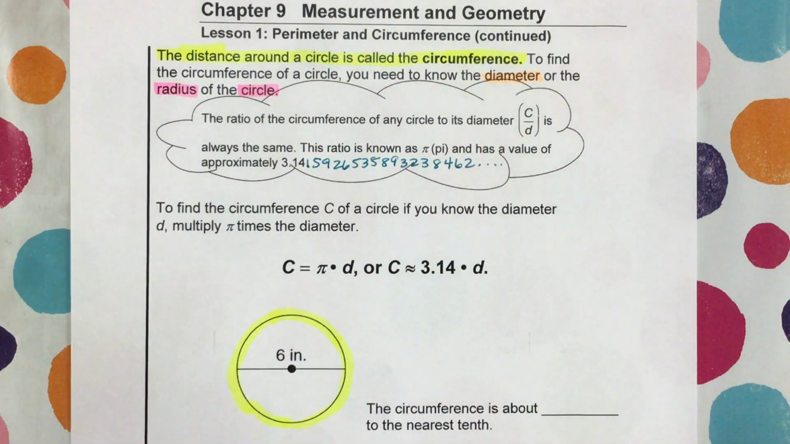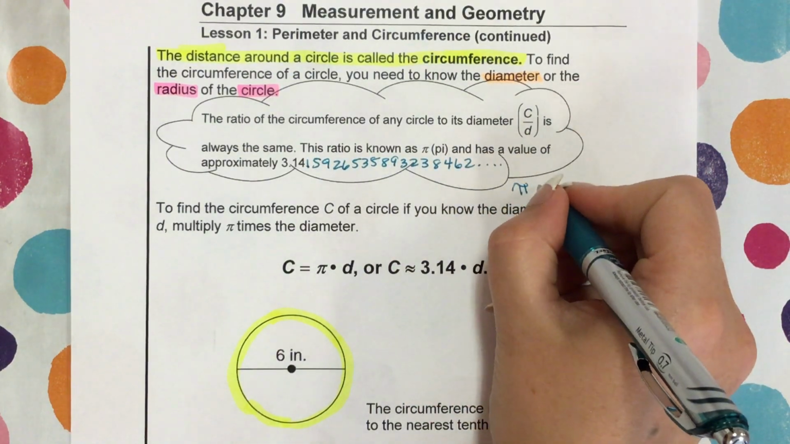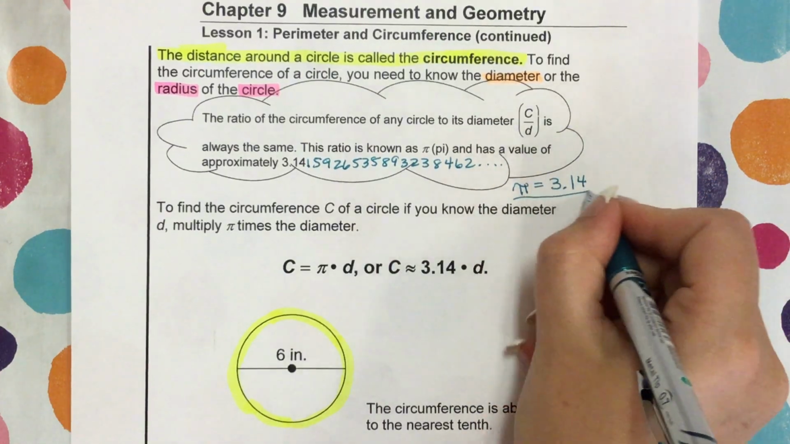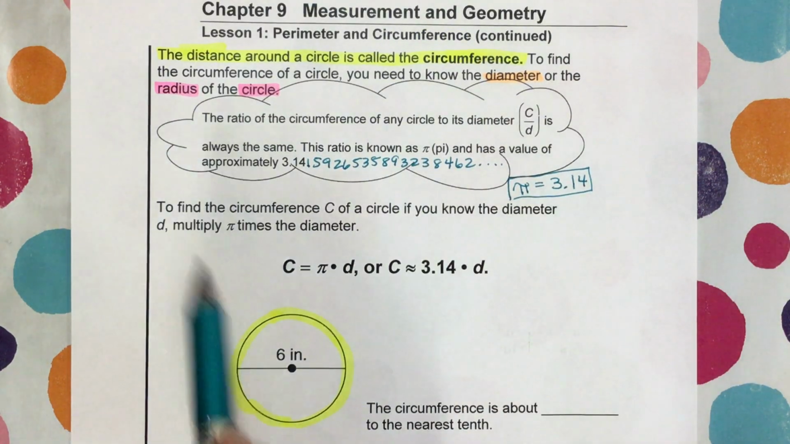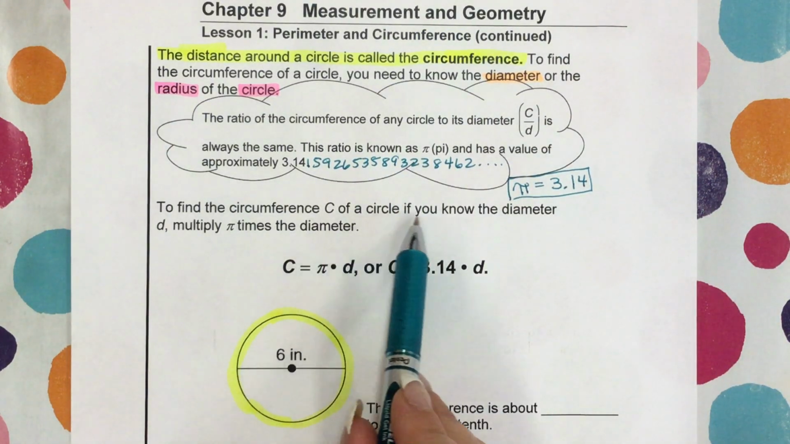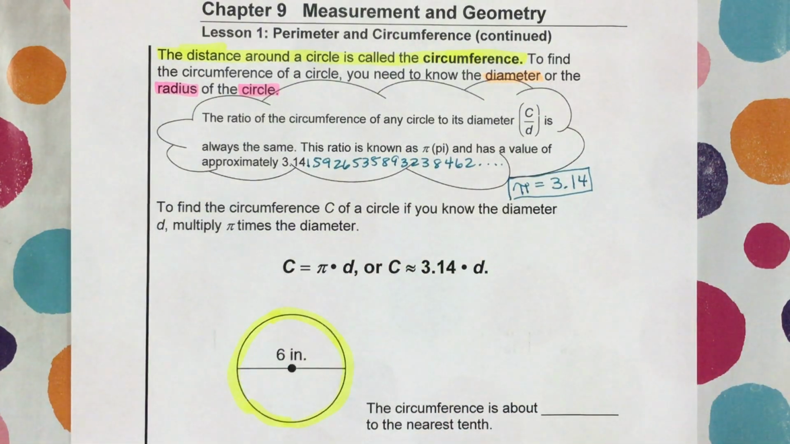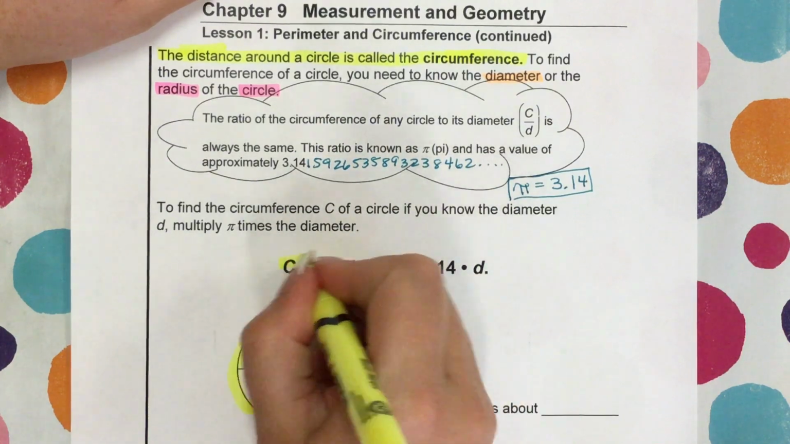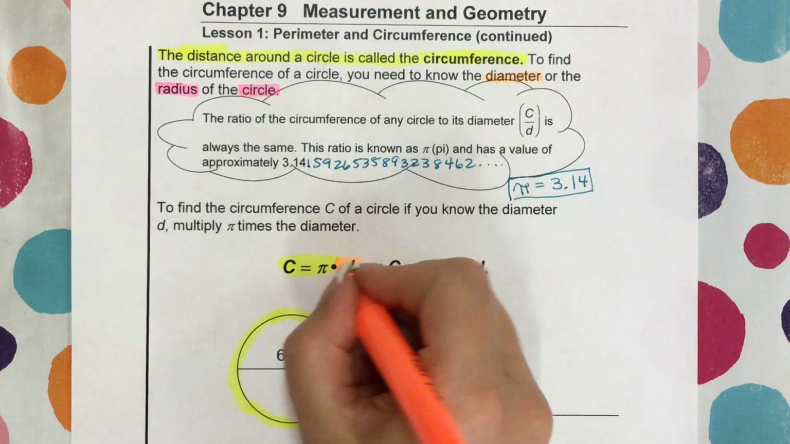But for the most part, when we talk about pi, we just say that pi equals 3.14. That's how we refer to pi. And that's what we'll be using for a lot of these problems. So, to find the circumference C of a circle, if you know the diameter D, multiply pi times the diameter. So this is the formula that we're going to use for figuring out the circumference if we know the diameter. So if we know the diameter, we're going to be using this formula right here.